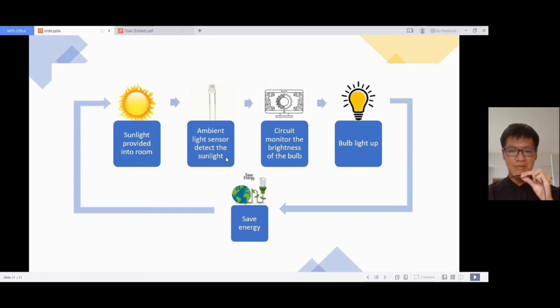Then the bulb lights up depending on the brightness of the sunlight. This process allows us to save energy by using solar energy.